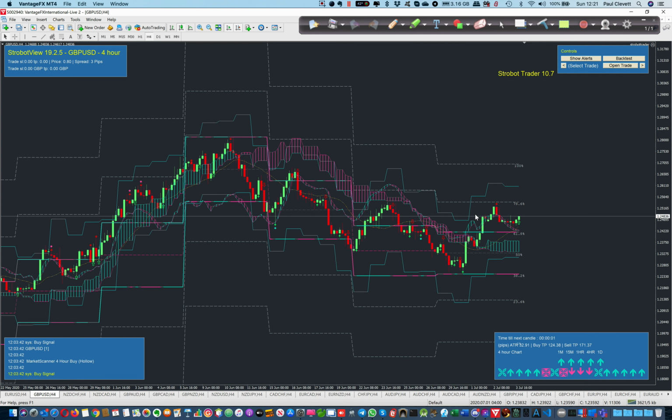So, excellent. Let's talk about the robot. If you like, this indicator does the analysis to say, I think there's a trade here. But there's a whole bunch of other stuff that the robot does. The robot runs on one chart and picks up signals from all the charts that you've got open with the Strobot View indicator on it. So the first thing the robot does is it only trades during good trading time.